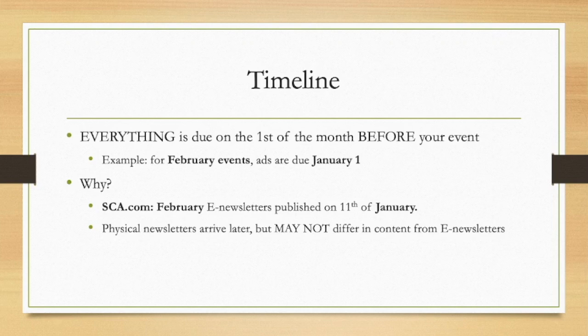Why do we need it so early? Partly because the e-newsletters are published on the 11th of January, and then there are physical copies that are published after that. By the time those physical copies get sent out to the people who have subscribed to them, we want to make sure that the people who are receiving the physical newsletters get the same information as those who get it electronically. And we don't want to talk about things that have already passed by the time they get there. We need to make sure that things are timed just right for each newsletter. So that's why we need it by January 1st. The more that you can do ahead of time before the deadline of the first of the month makes the Kingdom Chronicler's job much easier.